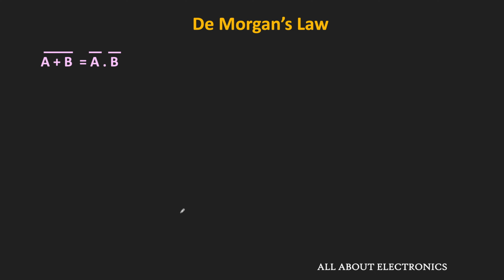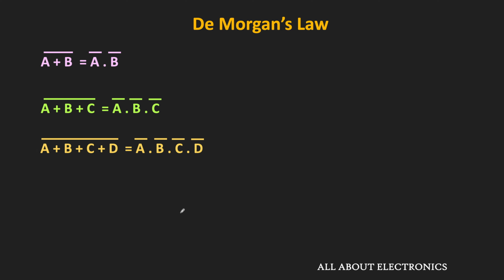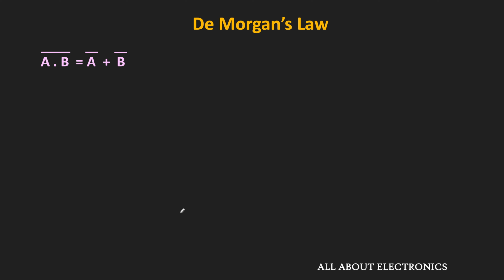So this law is valid even for more than 2 inputs. That means if we have 3 inputs A, B and C, then this A plus B plus C whole bar is equivalent to A bar dot B bar dot C bar. Likewise, for the 4 inputs, this A plus B plus C plus D whole bar is equivalent to A bar dot B bar dot C bar dot D bar. So that is the De Morgan's first law. Similarly, let us see the second law.